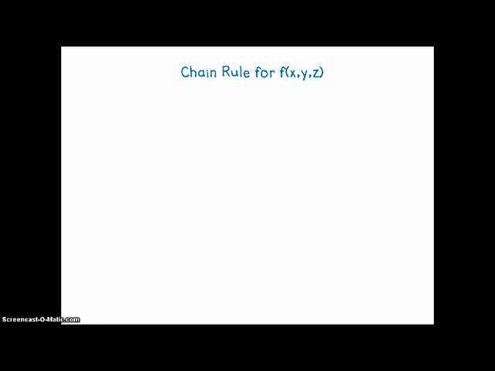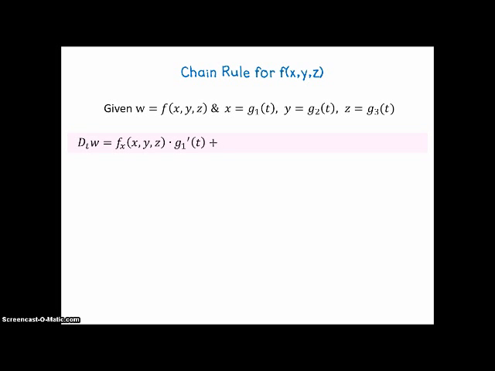Chain rule for a function of 3 variables. Given w equals a function in x, y, and z, and x, y, and z are each single variable functions in t, then in Newton's notation we have 3 terms added together. The partial derivative with respect to x times g1 prime, and then the partial derivative with respect to y times g2 prime, and add on to that the partial derivative with respect to z times g3 prime.